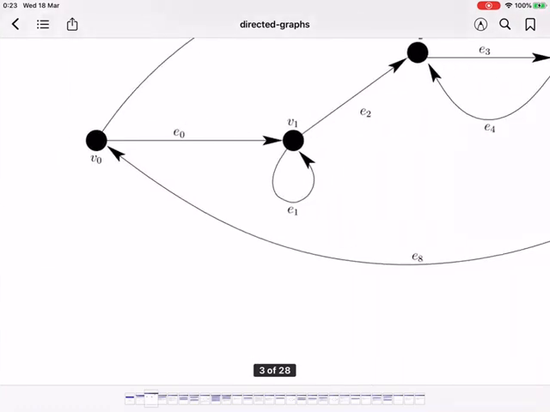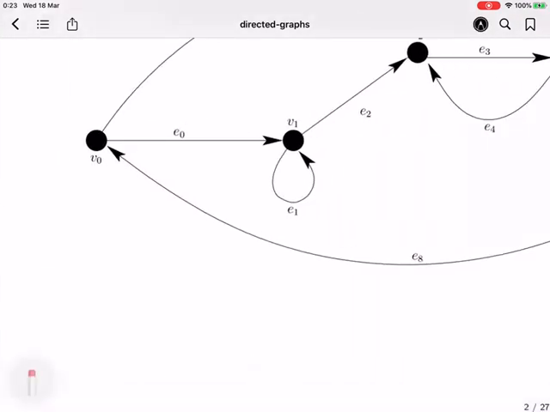Good. Here you have a zoom of the previous graph, and I want to repeat again that we may have an arc both endpoints of which are the same vertex, V1. Such an arc is often called a self-loop.